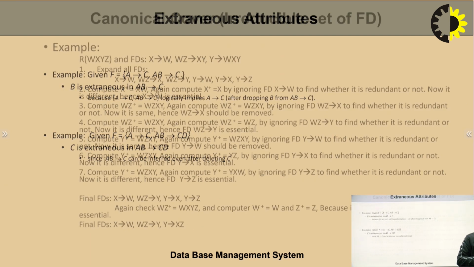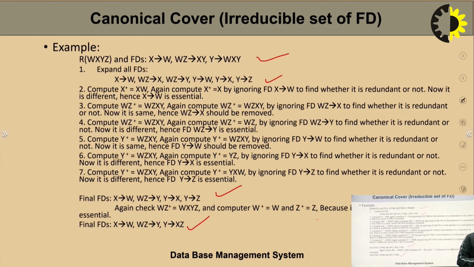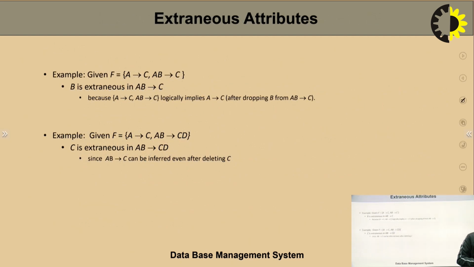Basically, irreducible set of functional dependency. Now next is extraneous attribute. What is an extraneous attribute? That which is extra in a functional dependency is called an extraneous attribute.